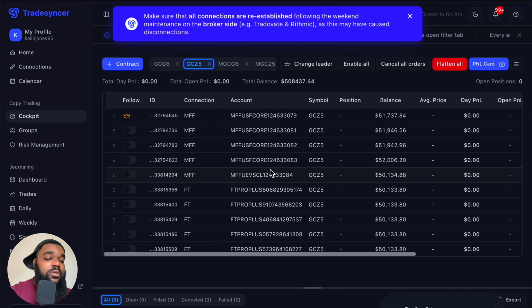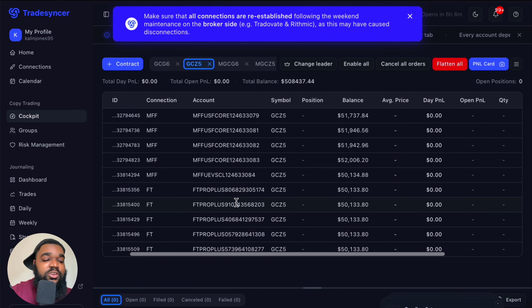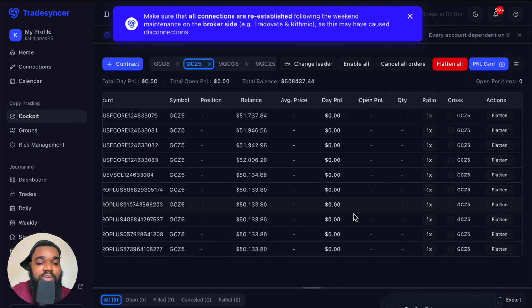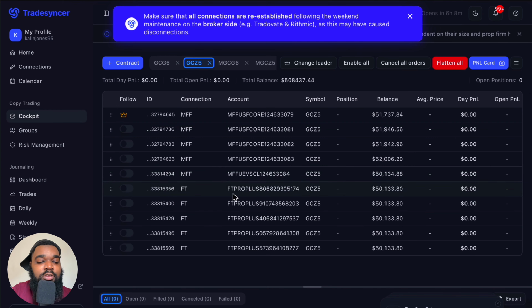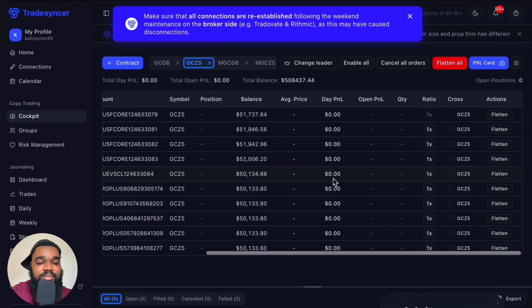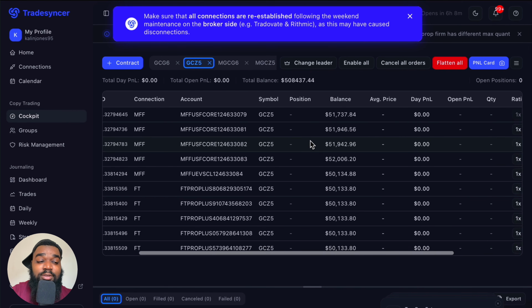This is how you do it. So you essentially can copy trade. You plug in all of your accounts. We call this tradesinker.com, and you plug in all of your accounts, and you'll be able to scale your accounts and copy your trade.